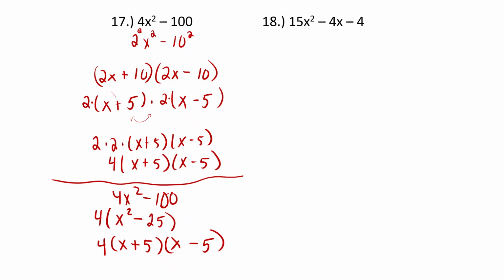All right, next one, 15 and 4 do not share any common factors. So no dice getting a common factor there.